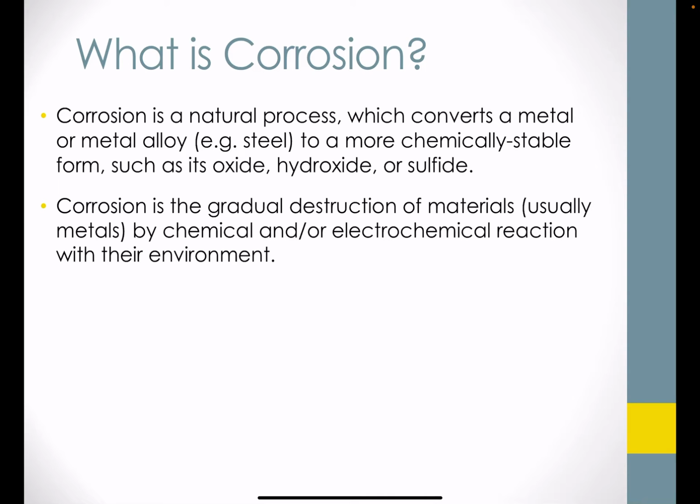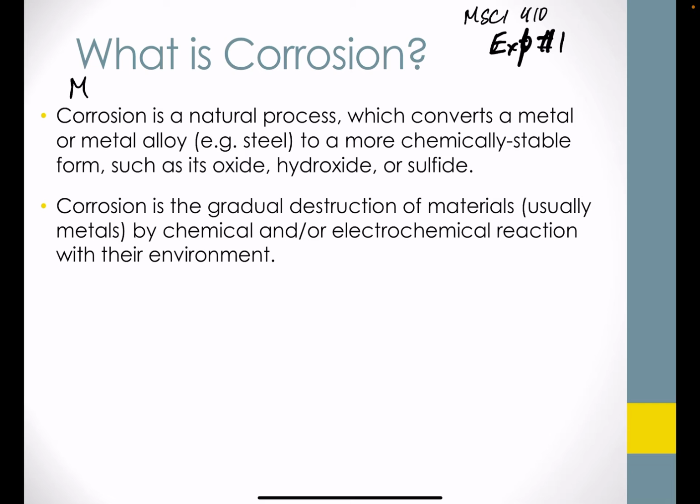Okay, welcome to this follow-up video for Material Science 410, where we're touching on some background information on corrosion, a topic for the spring quarter for experiment number 1. Okay, so corrosion is a natural process which converts metal or metal alloys, for example steel, into more chemically stable forms, such as metal oxides, metal hydroxides, or metal sulfides.